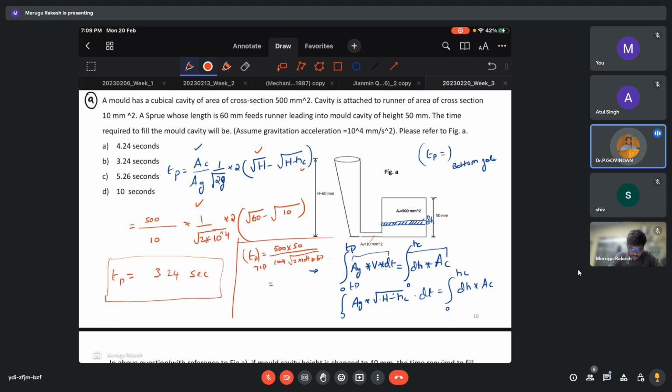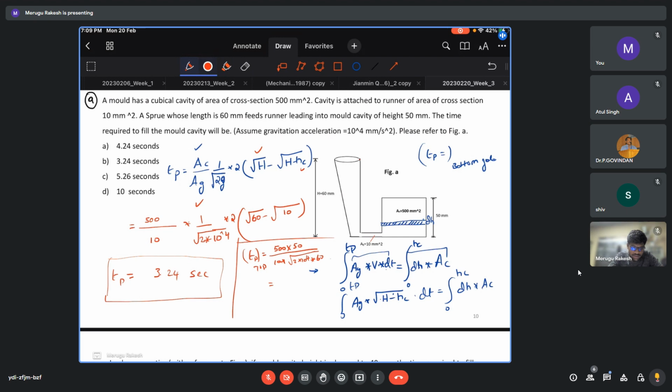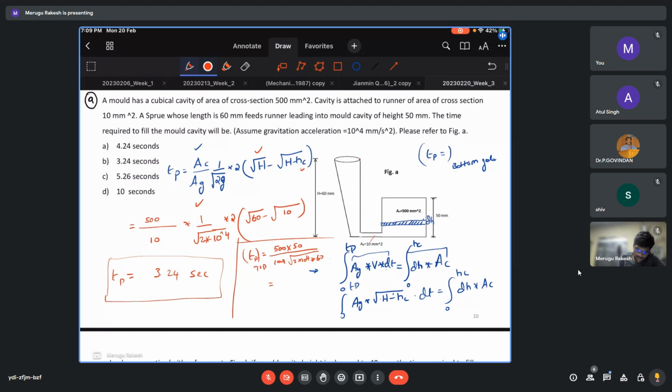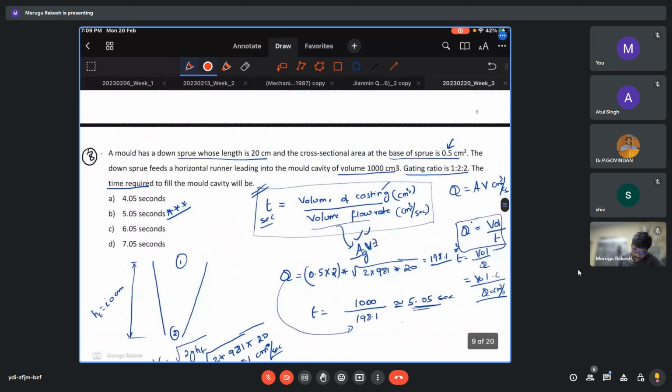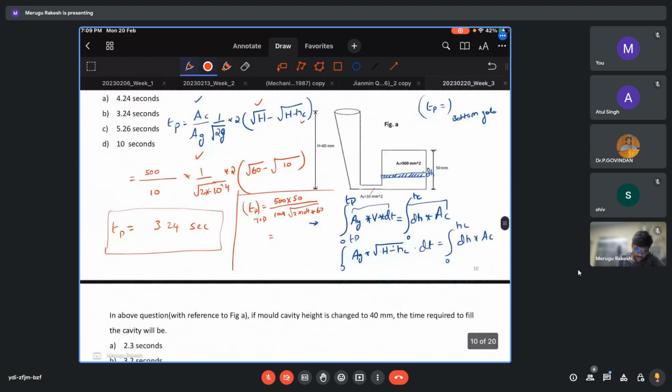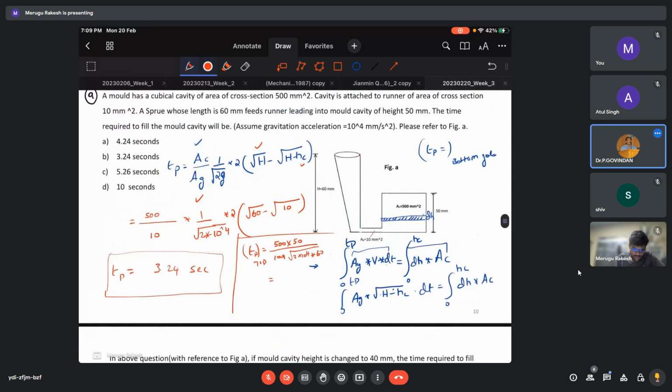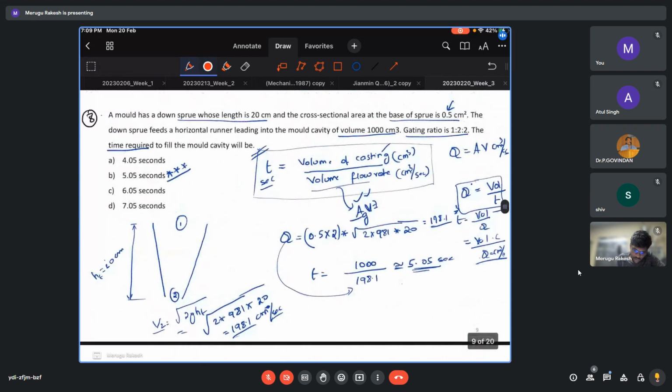Sir, what is this one? I'm just calculating the same for top gating. What is the formula for top gating? It is the same that we did previously. It is just the volume divided by the flow rate. So the formula we are using is volume of casting divided by volume flow rate. This is for top gating.